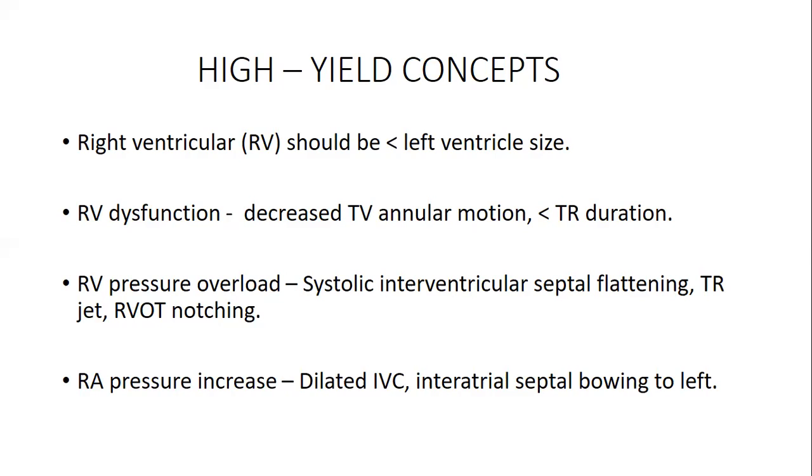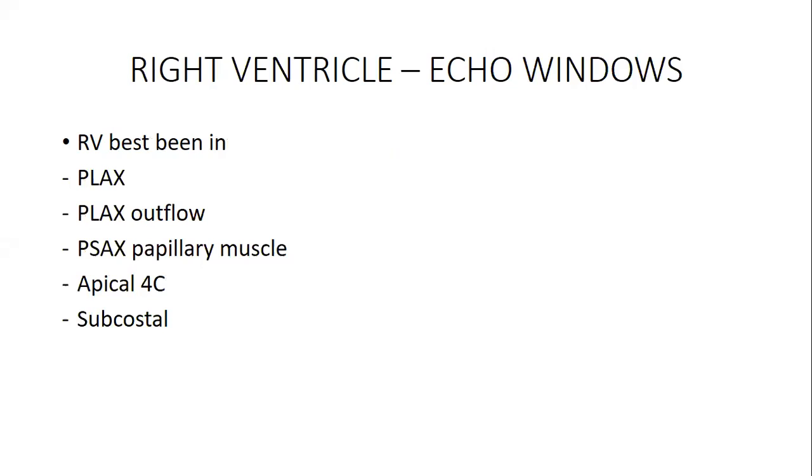Things like the interatrial septal bowing to the left. There are times where you have a pressure increase within the right atrium. So one concept we tend to see is looking at the interatrial septal bowing towards the left. It can also give you a quick observation on what is going on. So what do we basically look at?